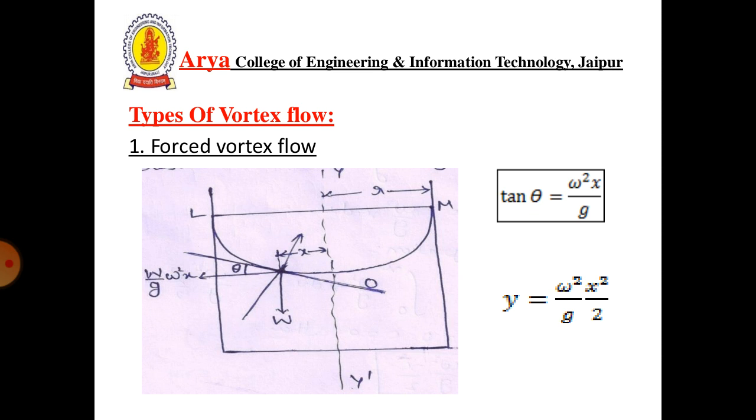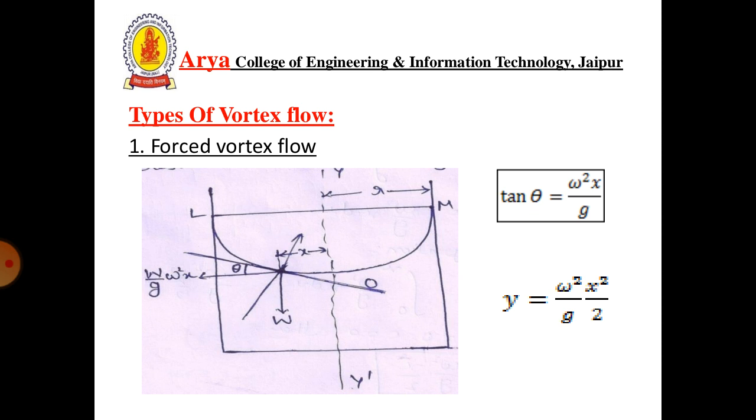From the above figure, we have a cylindrical vessel containing a liquid. The liquid takes the shape of a parabola after the vessel starts rotating, with a particle A on the liquid surface at a distance x from the y axis. Let capital W be the weight of the particle and small w or omega the angular velocity of the vessel, in radian per second.